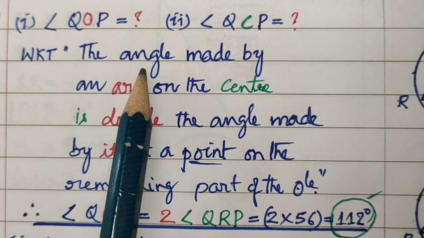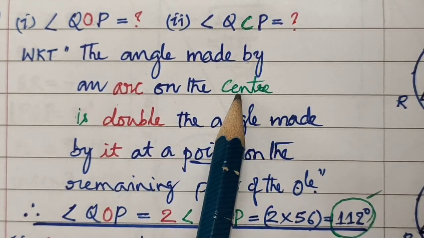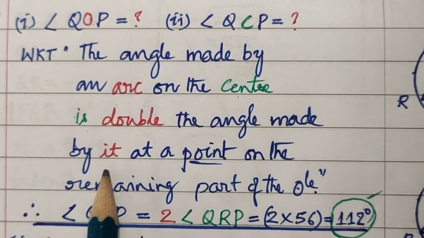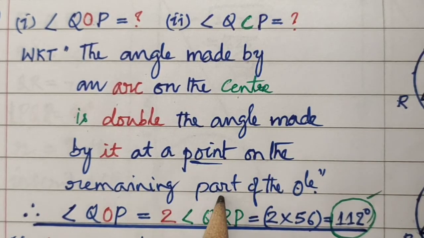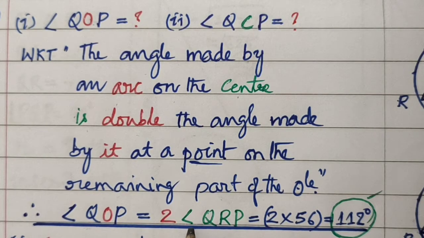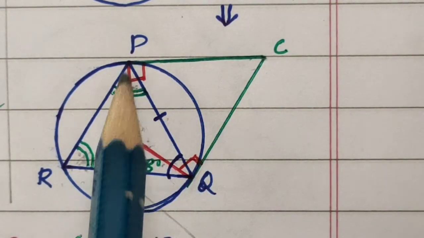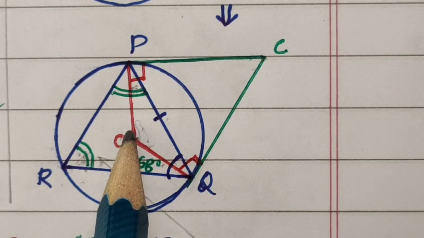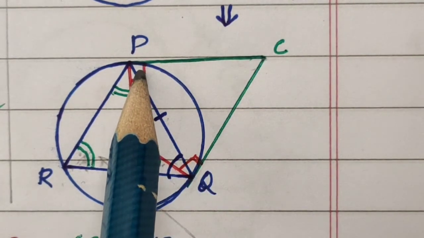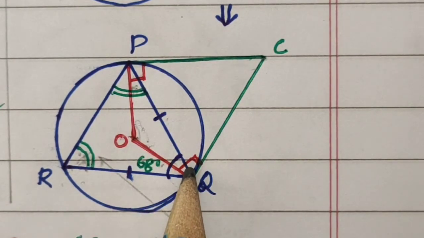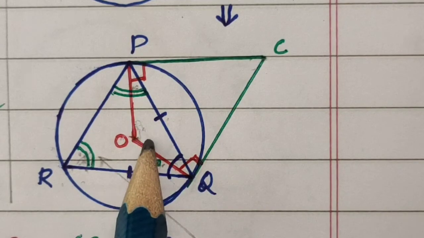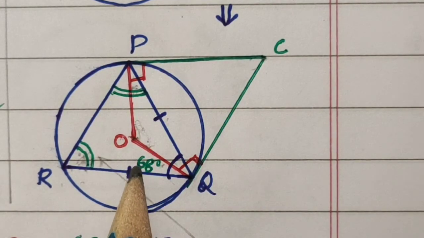We know that the angle made by an arc at the center is double the angle made by it at a point on the remaining part of the circle. Therefore, QOP is equal to 2 times angle QRP, which is 2 into 56, equal to 112. We know that the tangent and the radius from that point are perpendicular. Therefore, this angle is 90 degrees and this angle is also 90 degrees, and this angle we just now found out as 112 degrees.